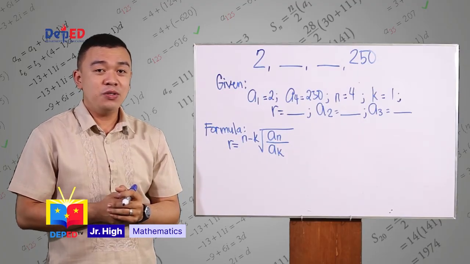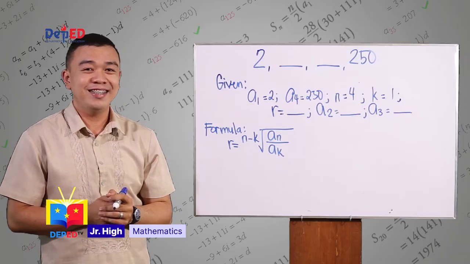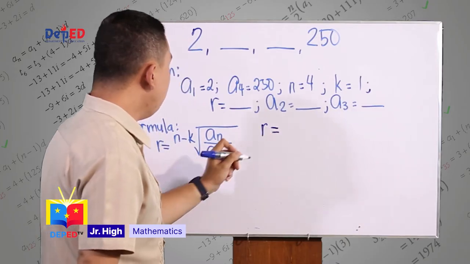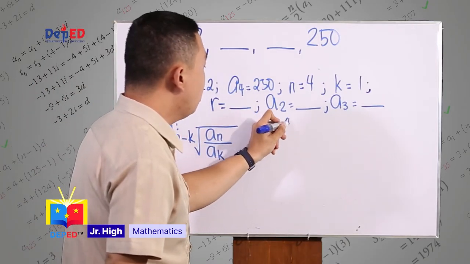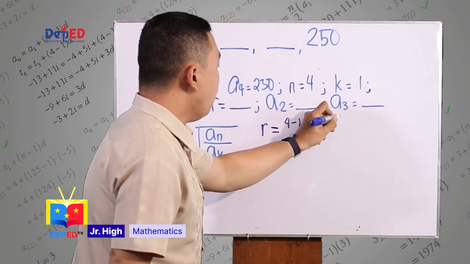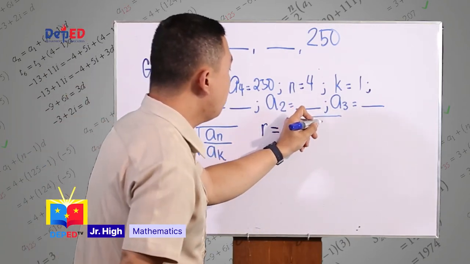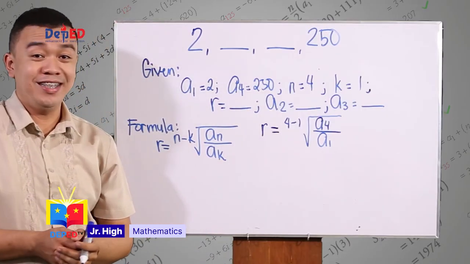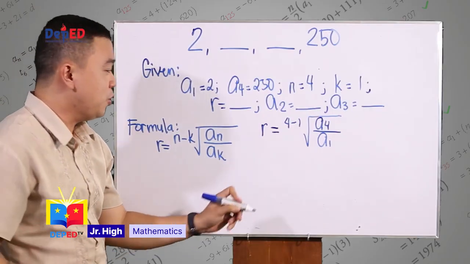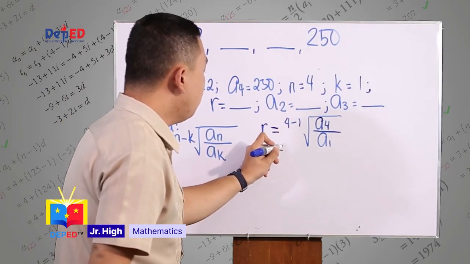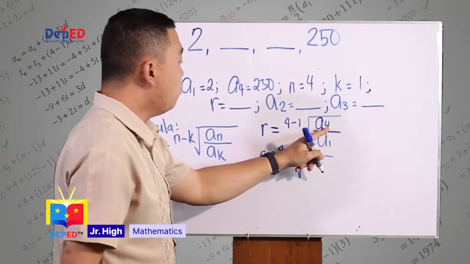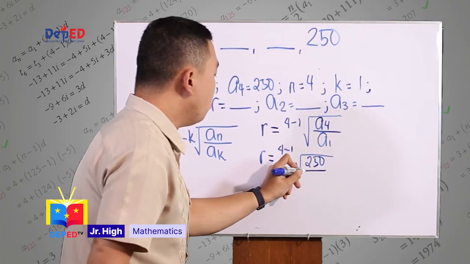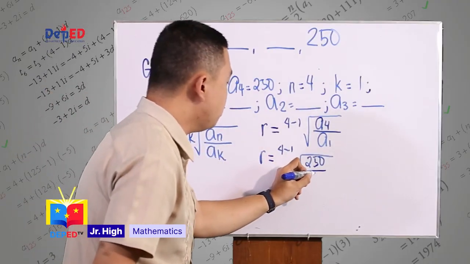Now, let's substitute the given values to the formula. We will have r is equal to, our n again is 4, minus 1, root of our a sub 4 divided by our a sub 1. Now, use the values. We have r is equal to 4 minus 1. Our a sub 4 again is equal to 250 over a sub 1, which is 2.